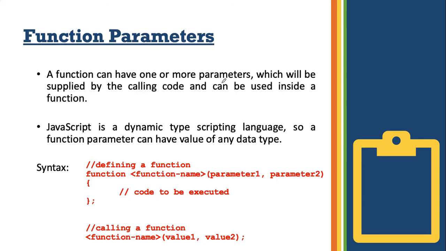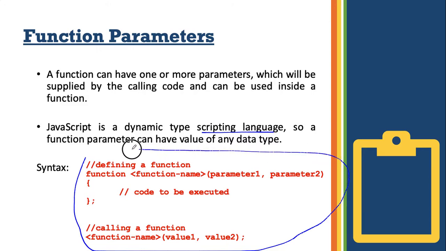JavaScript is a dynamically typed scripting language, so a function parameter can have a value of any data type. It could be integer, string, float or double, long, short, and many more. Basically, this is our syntax in using functions with parameters.